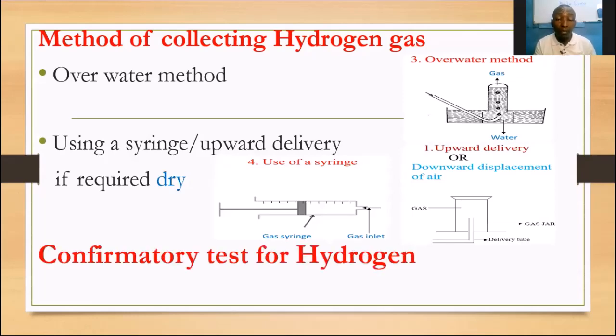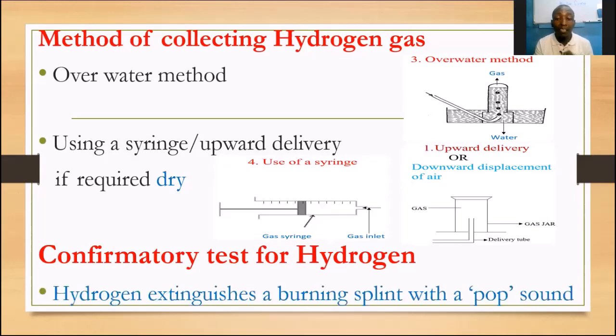How do I confirm the presence of hydrogen? Confirmatory test: hydrogen will extinguish a burning splint with a pop sound, a minor explosion. That's the pop sound you're talking about. So what do you need to do? If you are to describe, you use a burning splint, that is, you light a splint, then carefully lower it into a gas jar. And remember, the gas jar should be upside down because hydrogen is very light. So you introduce it into a gas jar full of hydrogen, and of course the burning splint will go off, my student, and a pop sound will be produced.